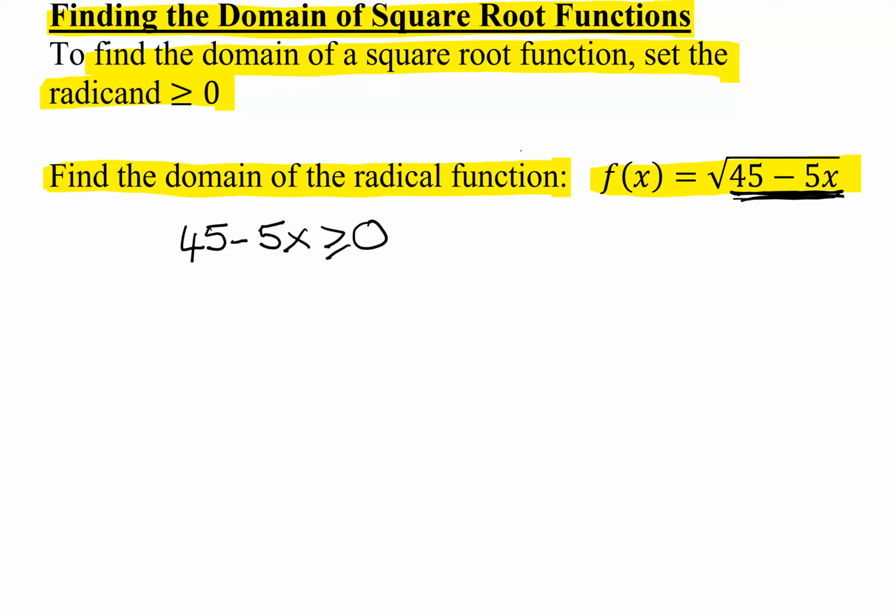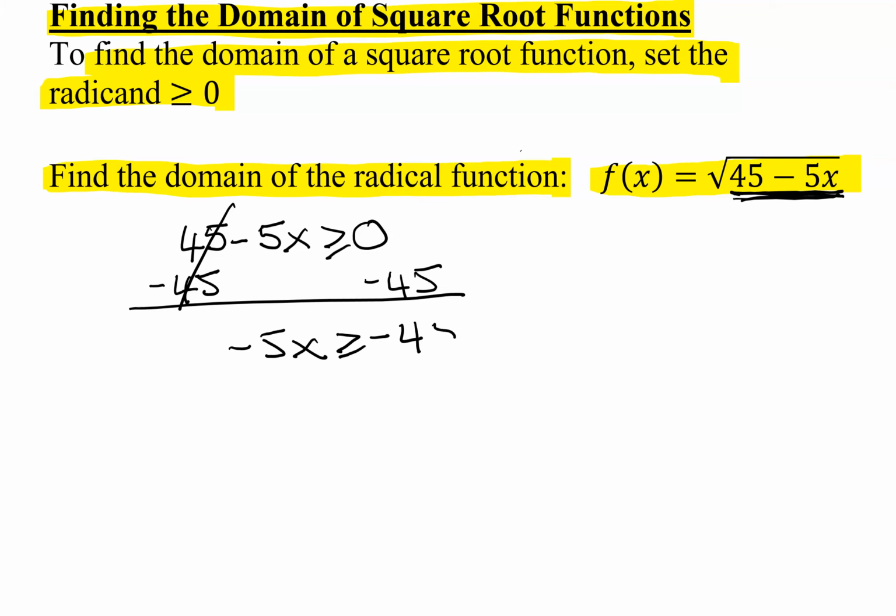How do we solve that? Well, the first thing we want to do is get x's on one side and numbers on the other. So I get negative 5x is greater than or equal to negative 45. Now be very careful. When you solve an inequality and you have to divide by a negative number, it reverses the inequality symbol. So I'm going to have negative 5x divided by negative 5 instead of greater than or equal to is less than or equal to negative 45 divided by negative 5.